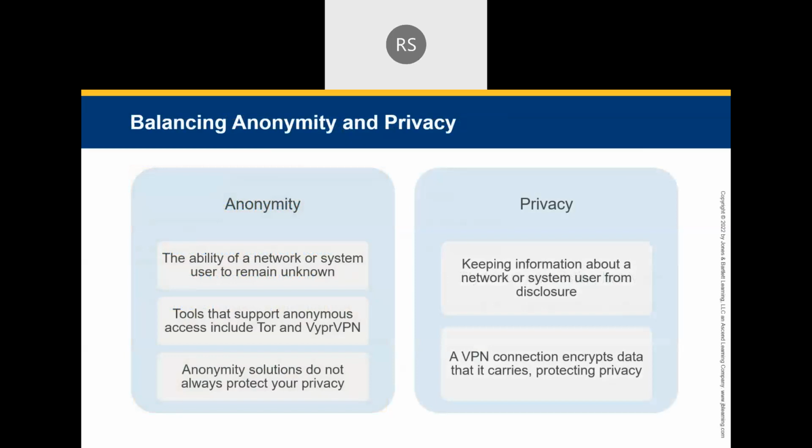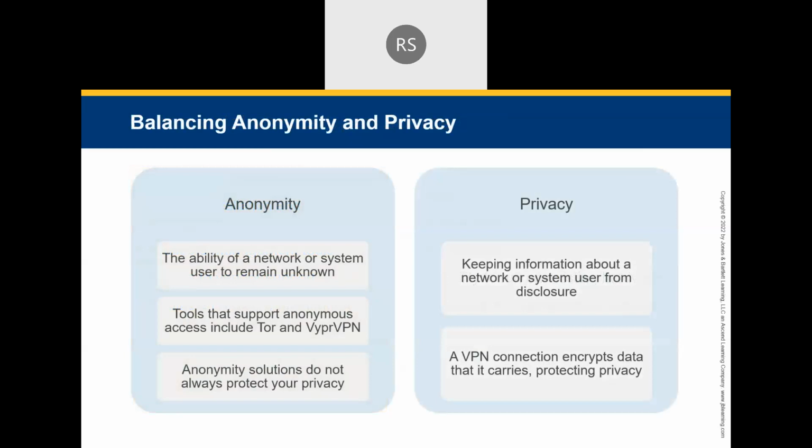Now, anonymity is the ability of a network or system user to remain unknown. There are tools such as Tor, which is the Onion router, or Viper VPN. These are designed to support anonymous access by routing internet traffic through a series of servers to conceal the user's IP address. These solutions do not always protect your privacy, since they primarily focus on hiding the user's identity rather than protecting their data or online activities.